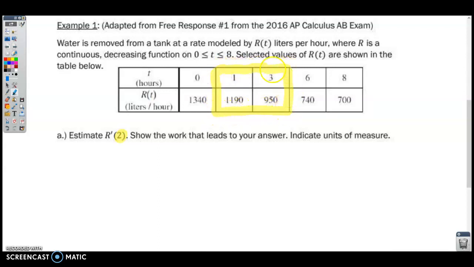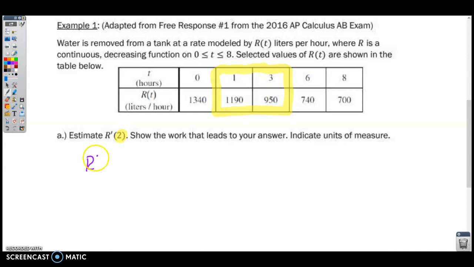1 to 3. And generally, my advice is you want to find the smallest interval that contains the point that you're trying to estimate the value of. It gets a little strange if you're trying to estimate the value at a point that actually appears on the table. But if it doesn't, this is pretty straightforward. Find that smallest time interval that contains 2 and use the average rate of change on that interval to estimate the value of R prime.